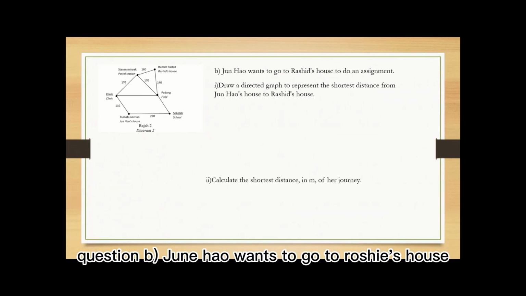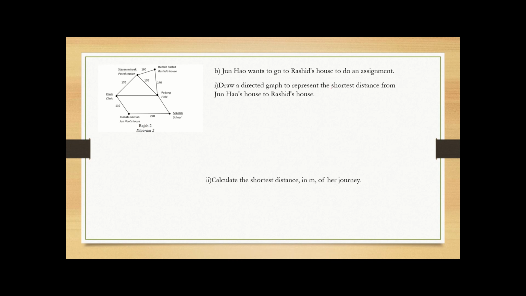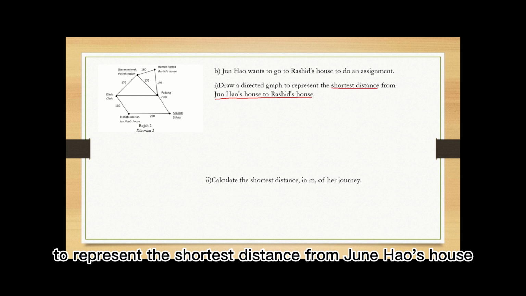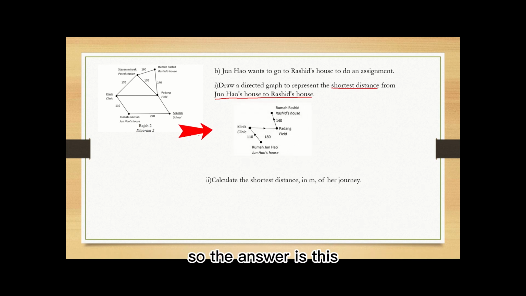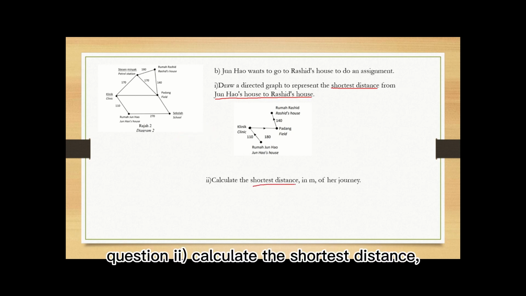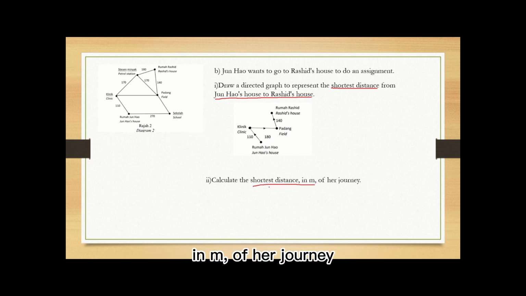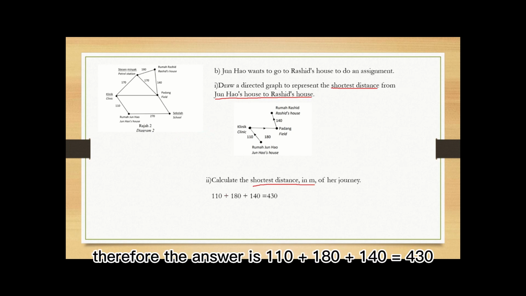Question B. June wants to go to Roshi's house to do an assignment. Question 1. Draw a directed graph to represent the shortest distance from June's house to Roshi's house. So the answer is this. Question 2. Calculate the shortest distance in m of her journey. Therefore, the answer is 110 plus 180 plus 140 equals 430.